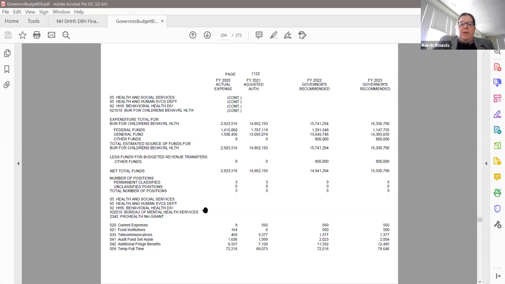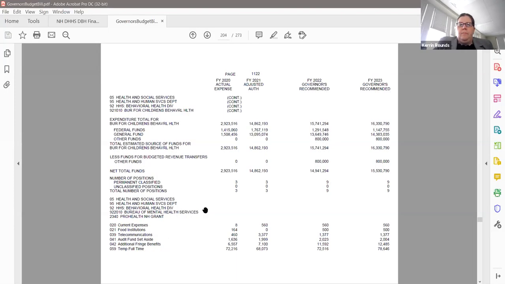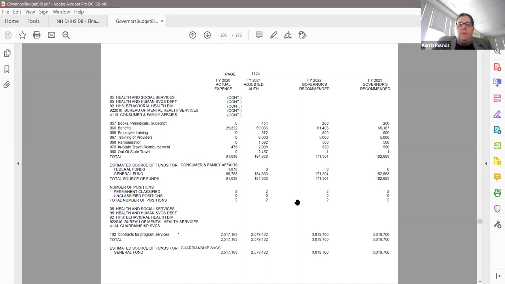So for the ProHealth Grant, 2340 is the accounting unit. It starts at the bottom of 1122 and continues onto page 1123. This is one where we've moved the contracts from 102 to 74 for that tracking purpose. Okay. All right, the next one is Accounting Unit 4113, which is Consumer and Family Affairs. That starts at page 1123 and goes on to 1124.